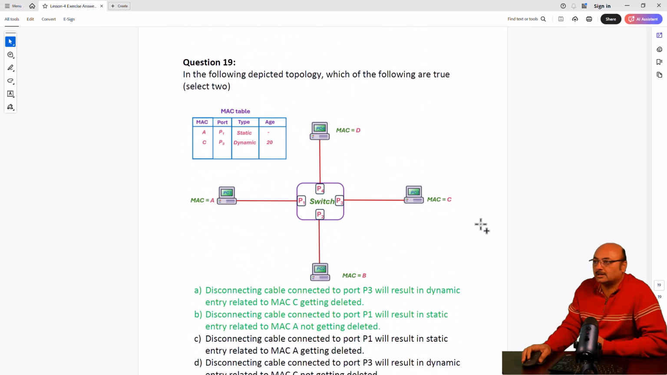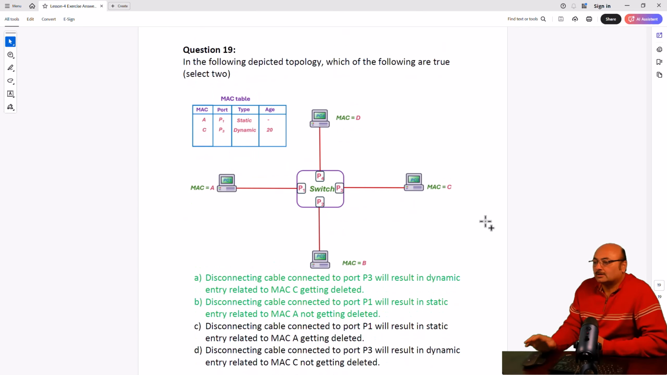On to question number 19. In the following depicted topology, which of the following are true? Here, again, the previous question was about reboot. Here it is about disconnecting the cable. So if we are disconnecting a cable connected to a port that is tied to a dynamic entry, that dynamic entry will not be reestablished or repopulated, whereas the static entry will be repopulated, or it will not get affected.